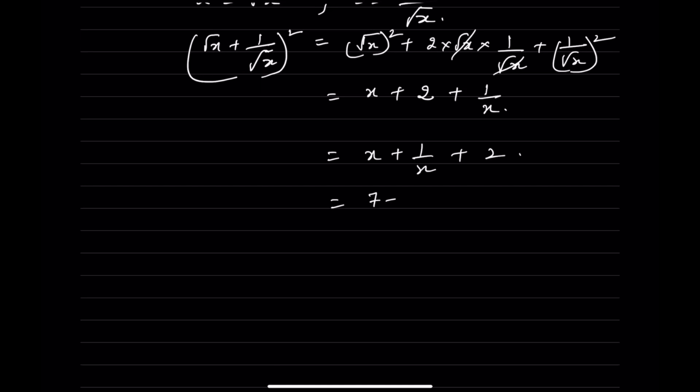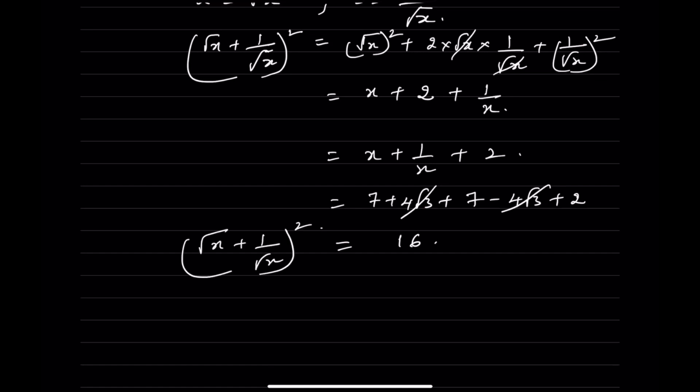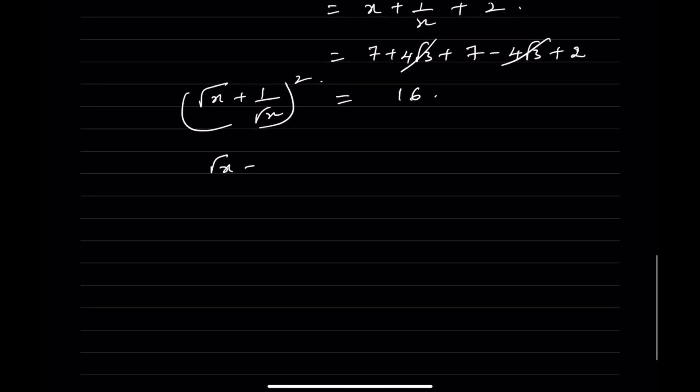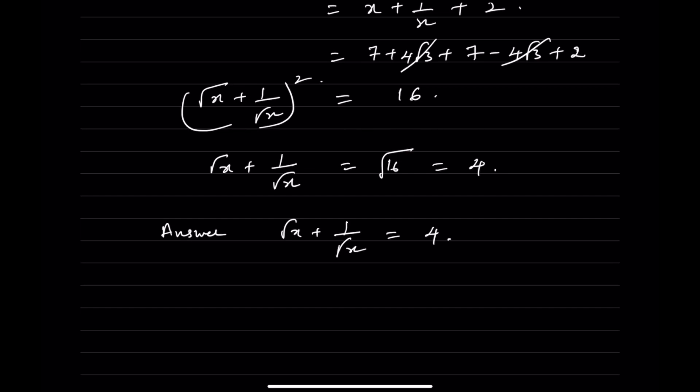So it is 7 plus 4 root 3 plus 7 minus 4 root 3 plus 2. These two will get cancelled. 14 plus 2 is 16. So what did we get? Root x plus 1 by root x whole square is equal to 16. Therefore, what is root x plus 1 by root x equal to? It is equal to root of 16, which is equal to 4. So therefore, the answer is root x plus 1 by root x is equal to 4.